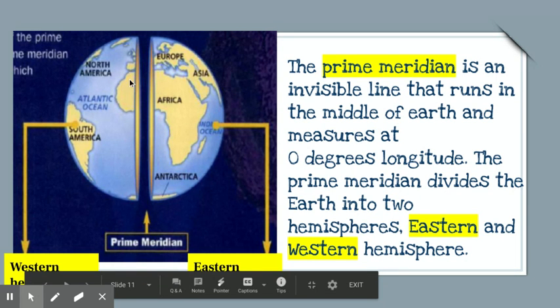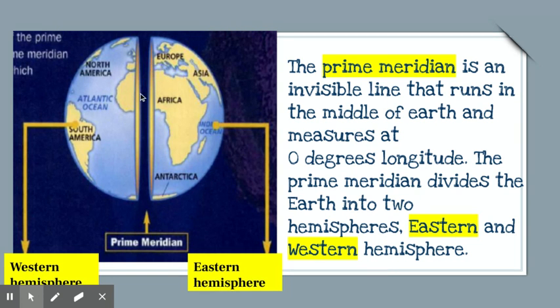Our longitude lines, or our long lines, divide the Earth into hemispheres also. But the very middle line that is 0 degrees longitude is the prime meridian, and it divides it into the eastern and western hemispheres. So our Earth has 4 different hemispheres: northern, southern, eastern, and western.